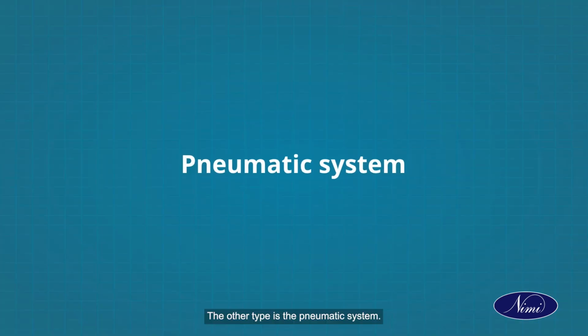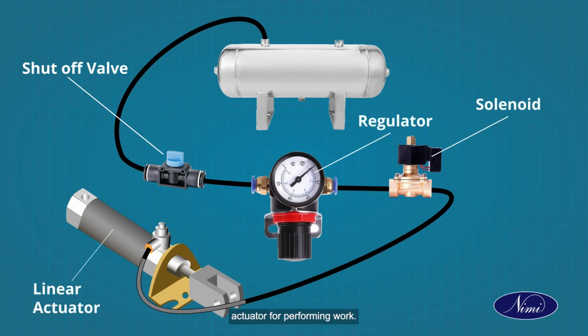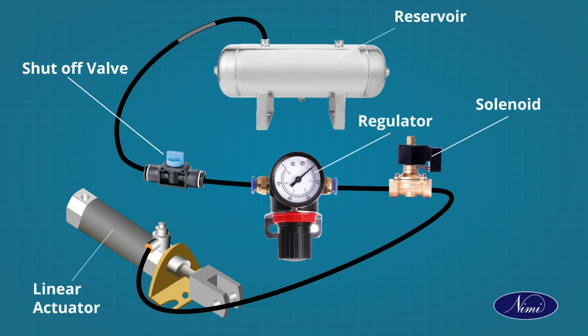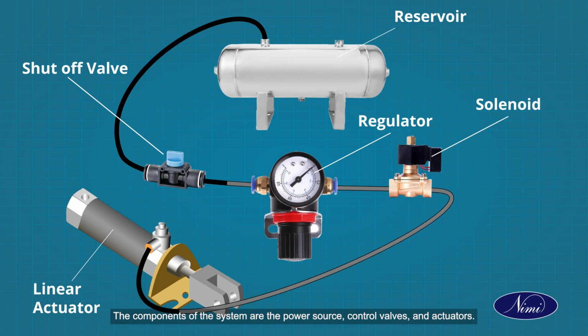The other type is the pneumatic system. In a pneumatic system, compressed air transmits energy to an actuator for performing work. The components of this system are the power source, control valves, and actuators.